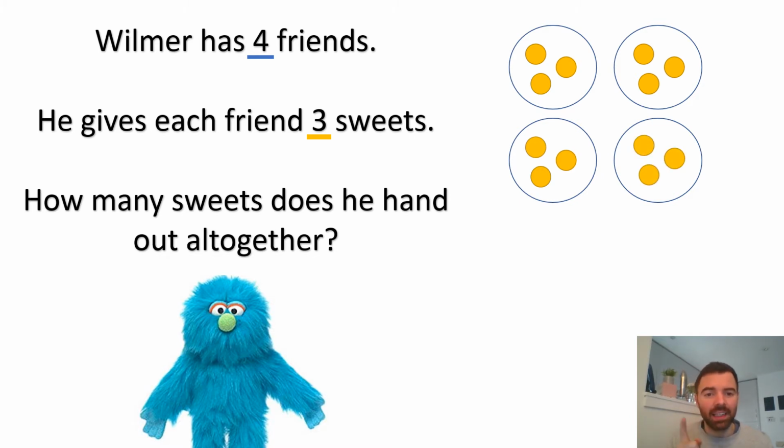So the question is, how many sweets does he hand out altogether? How do we find that answer? You're right, we count up all the sweets, don't we? So 1, 2, 3, 4, 5, 6, 7, 8, 9, 10, 11, 12. Gave out 12 sweets. And it's a multiplication word problem because it's 4 times 3: 4 friends, 3 sweets each. How many altogether? 4 times 3. Now that's one way you could do this. I prefer this way. It uses arrays.